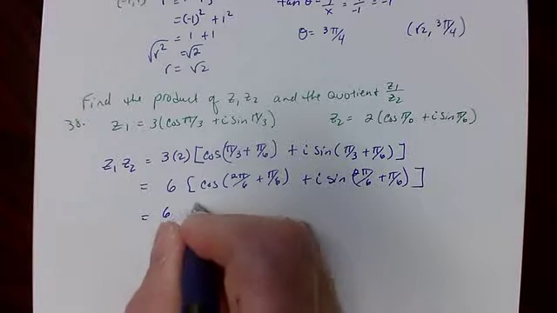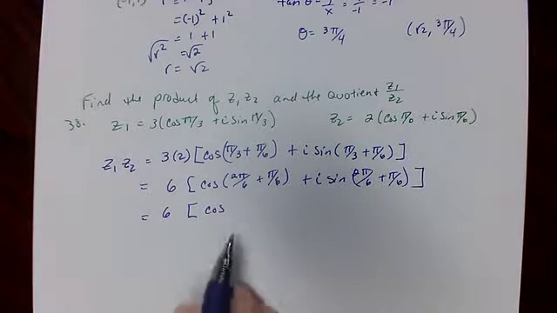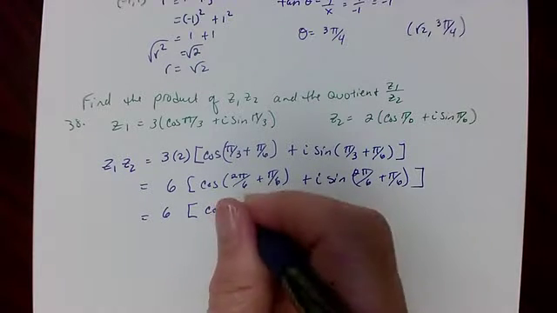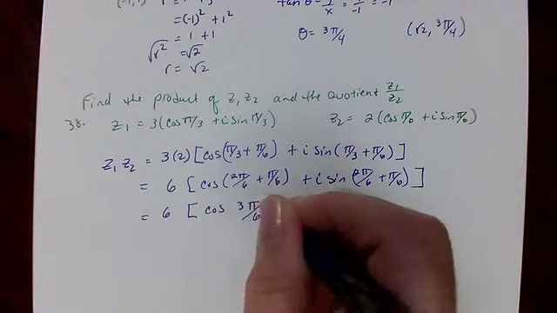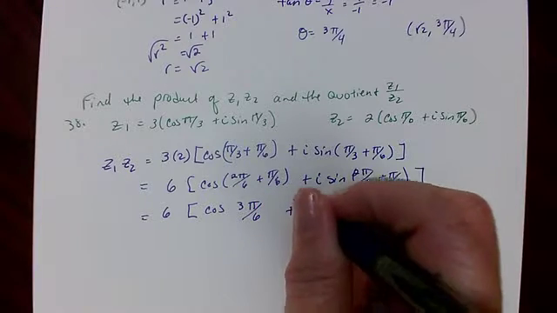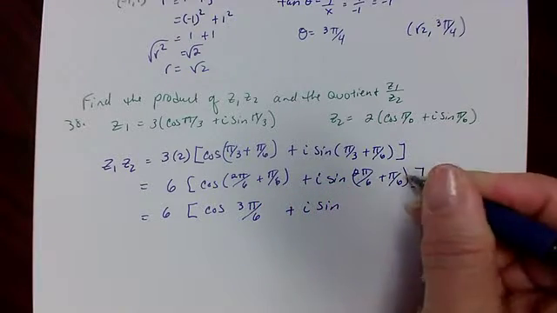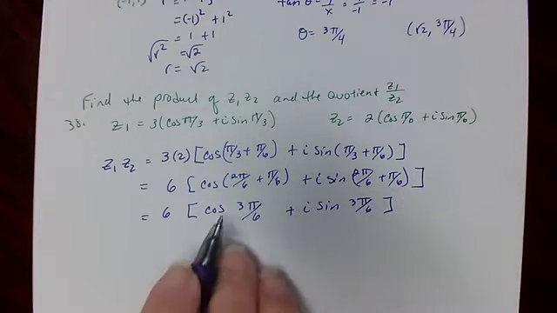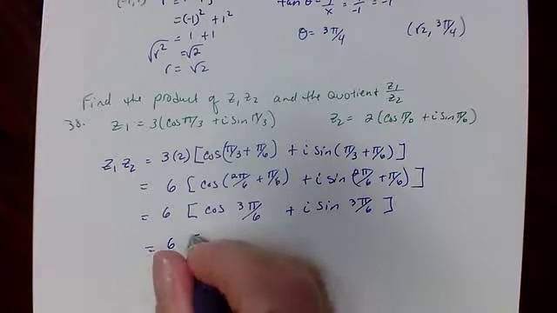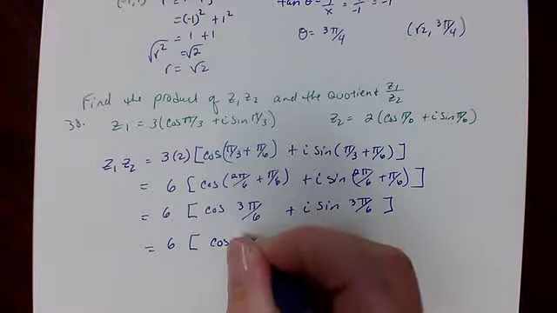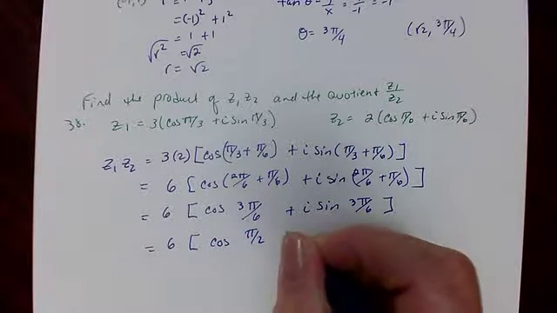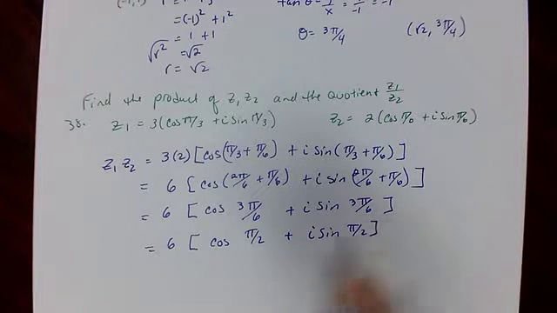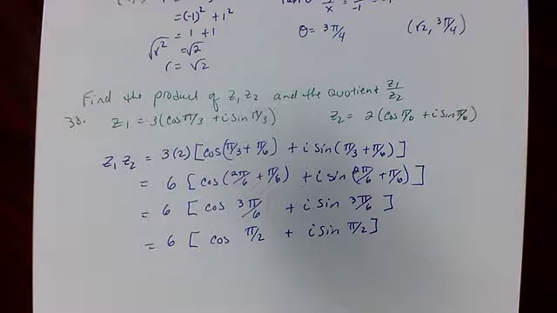So let's look at 6 times the cosine. Here we have 2 pi plus 1 pi will get us 3 pi over 6. Plus i sine, again we'll have 2 plus 1 is 3 pi over 6. And now we want to reduce that fraction. So 6 times cosine of pi over 2 plus i sine of pi over 2. So that solves our multiplication.